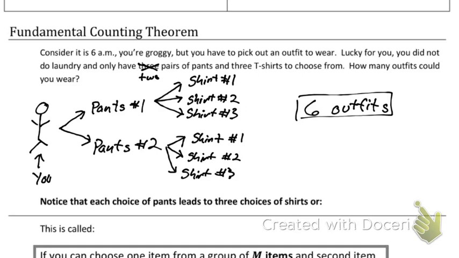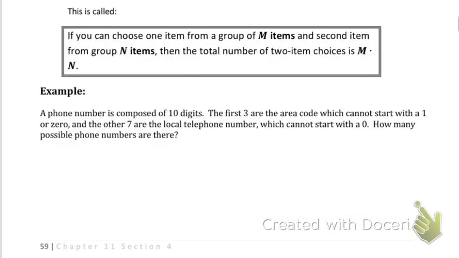But it's not always feasible to do a tree diagram every single time, especially when you have like 100 items to choose from. So we're going to lead into something called the fundamental counting theorem. That's what's right here. So what we actually just did is something called the fundamental counting theorem. We just did it in a tree diagram form.